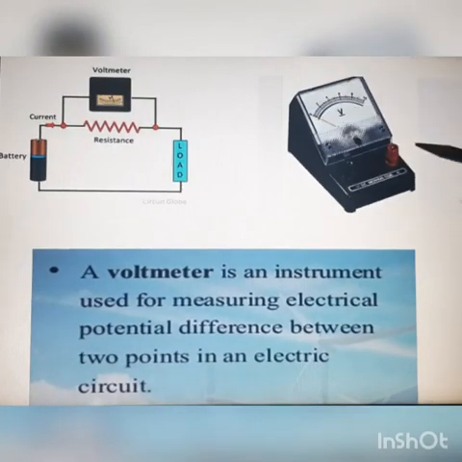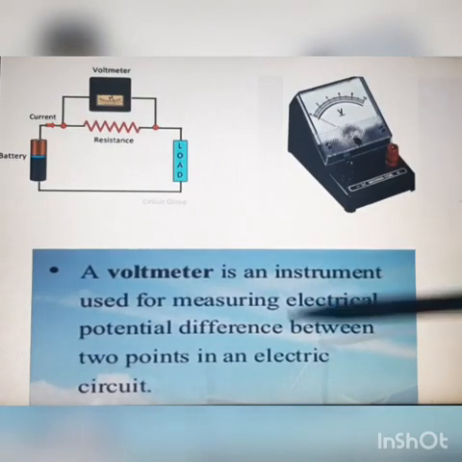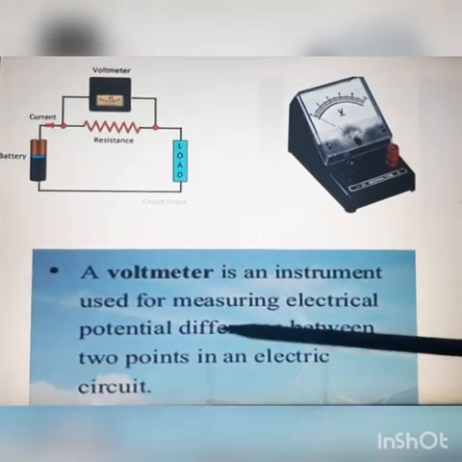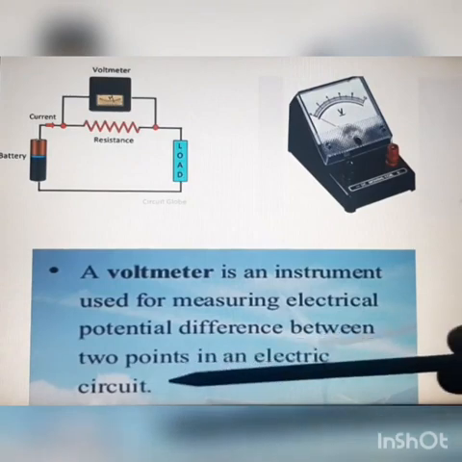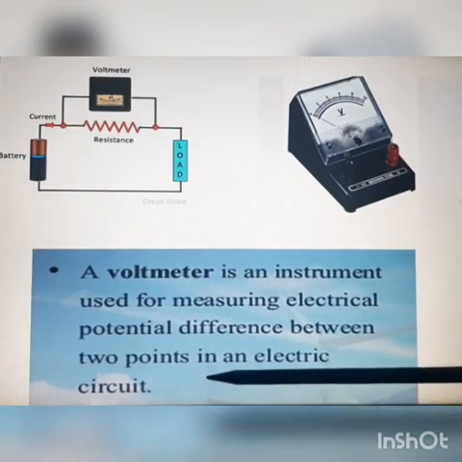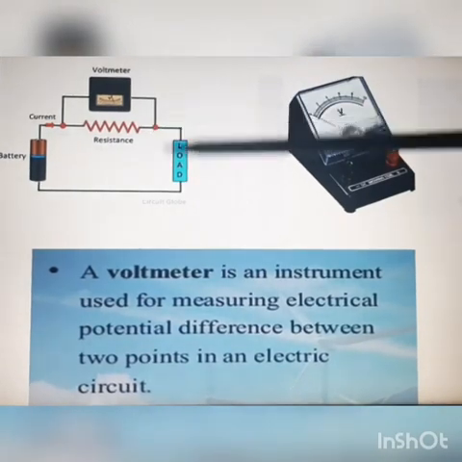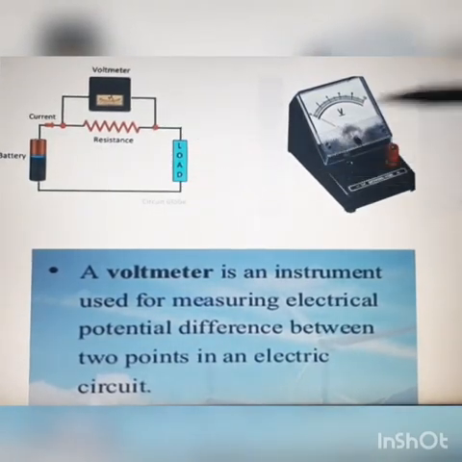This is the picture of a voltmeter. We have already learned that a voltmeter is an instrument used to measure electric potential difference between 2 points in an electric circuit. And this is a circuit diagram which shows how a voltmeter is connected in a circuit.